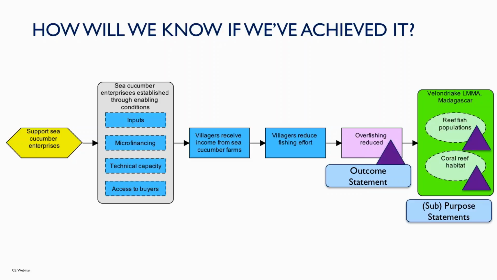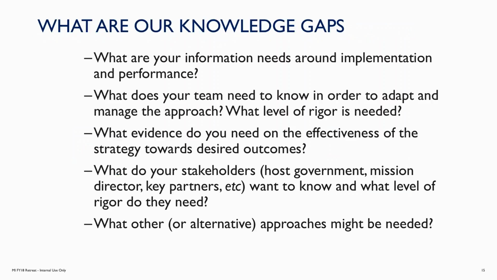And then to keep going, we want to be thinking about, okay, we know what we want to achieve, but what are our knowledge gaps? So what do we already know? And then what don't we know? So what are your information needs around implementation and performance? What does your team need to know in order to adapt and manage the approach? And think about what level of rigor is needed. And what evidence do you need on the effectiveness of the strategy towards your desired outcome? What do your other stakeholders want to know? What level of rigor do they need?